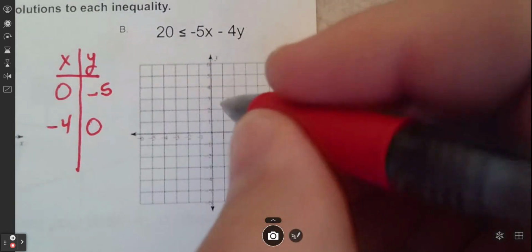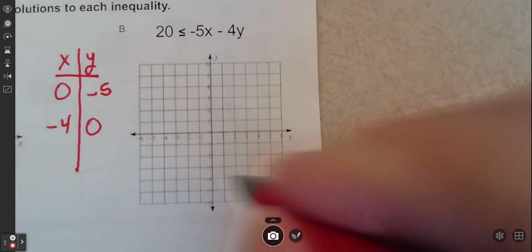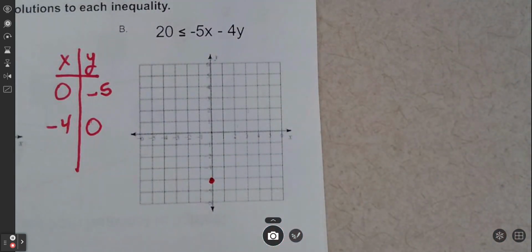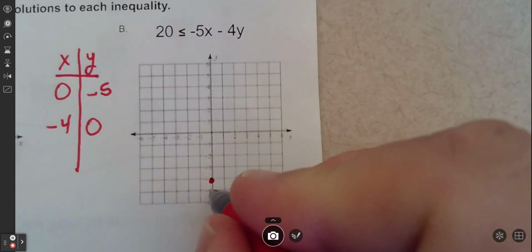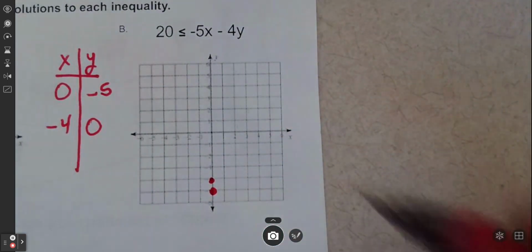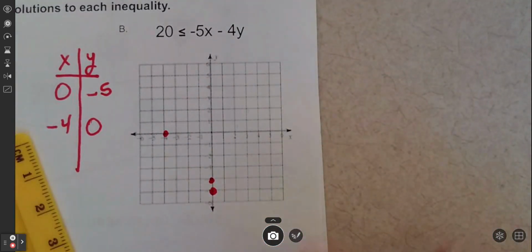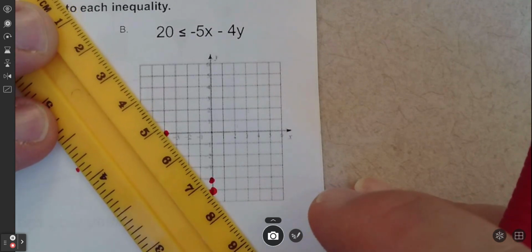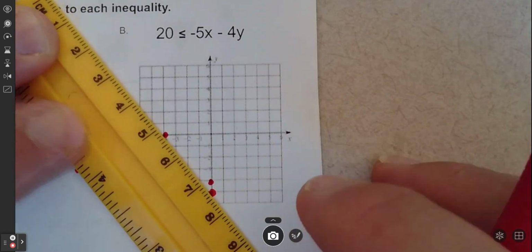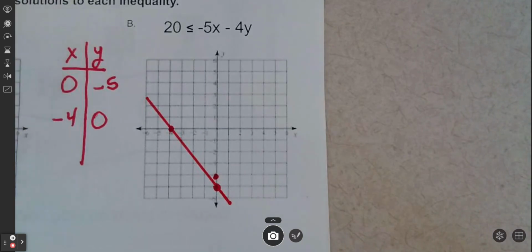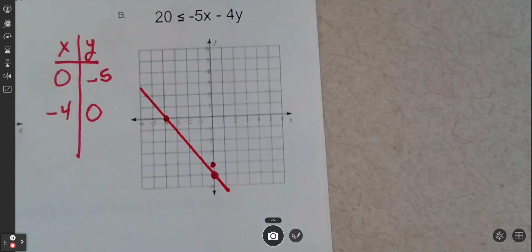I have 0, -5. Did I do that at the right spot? No, 3, 4. Sorry, it should be there. And then -4, 0. There'd be nothing wrong with solving that for y. You get the exact same graph. Solid or dotted. Okay, if I'm using pen, I got to make sure I know what it is beforehand. Plug in 0, 0. Same thing works, right?